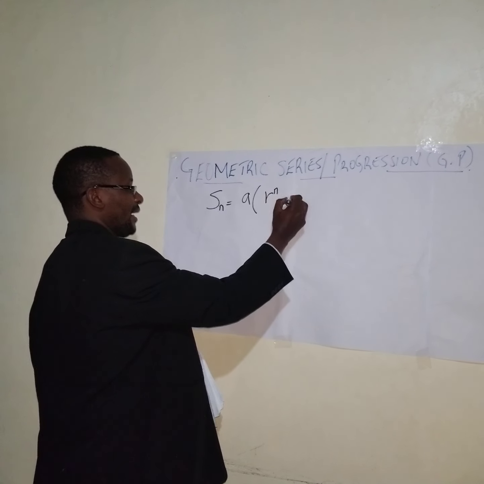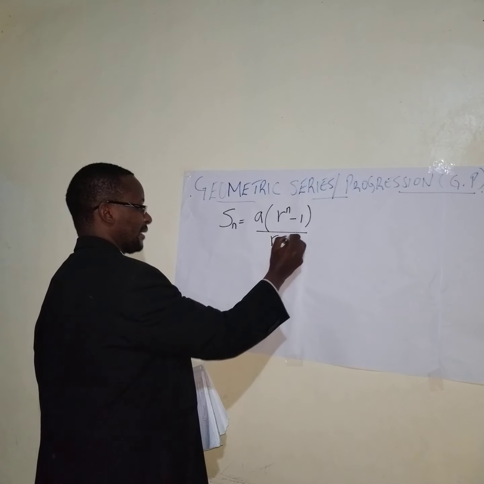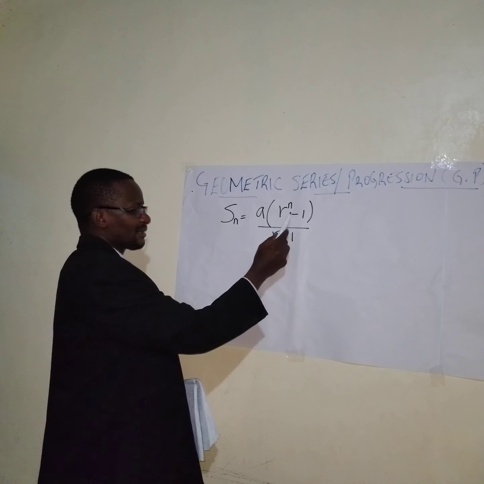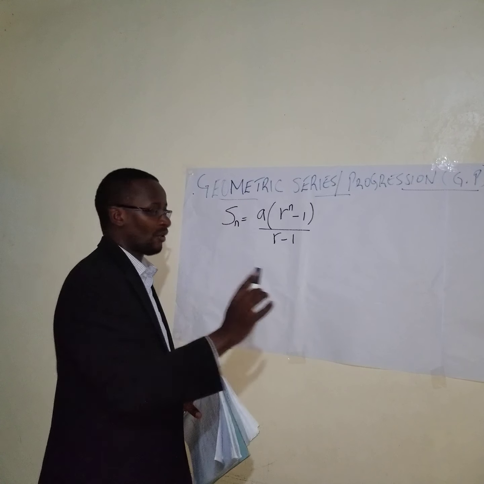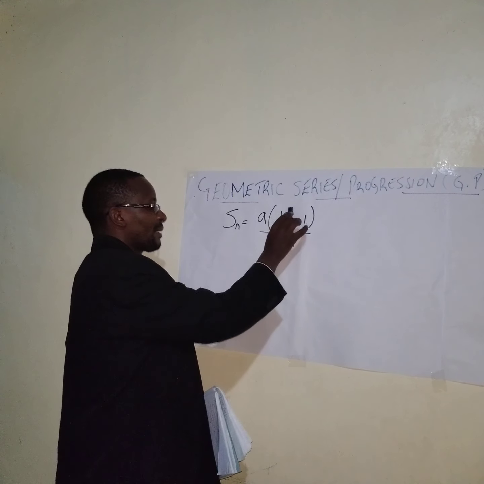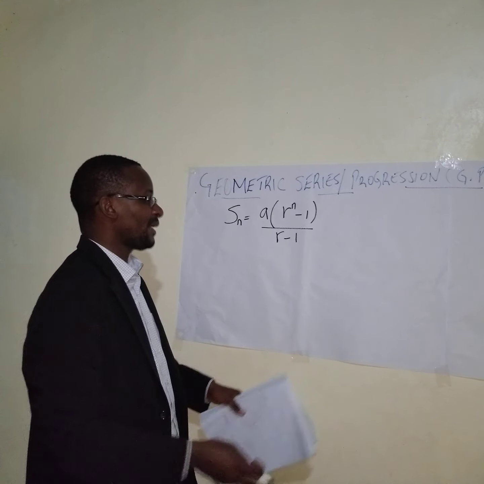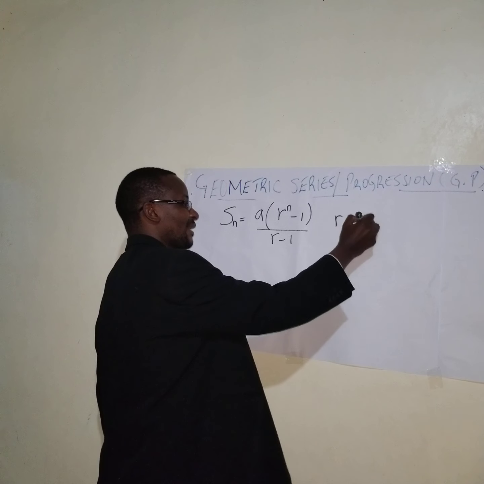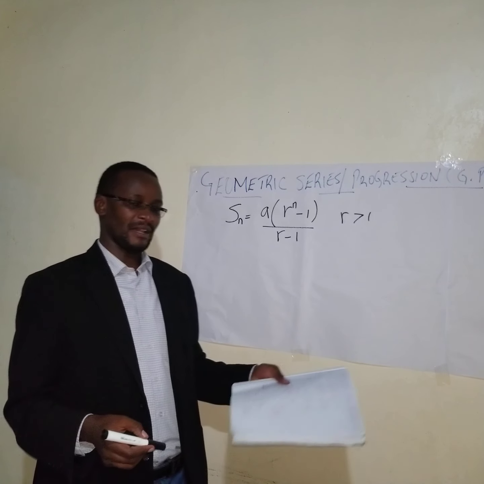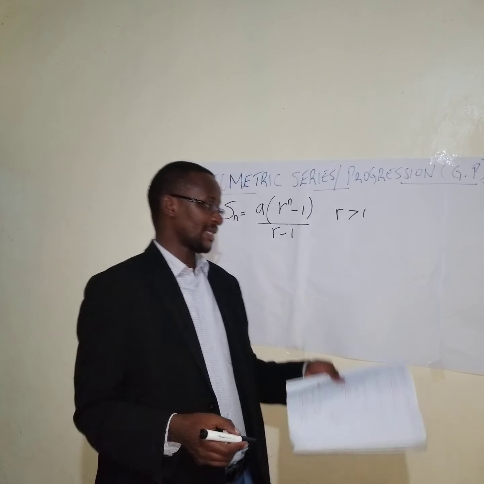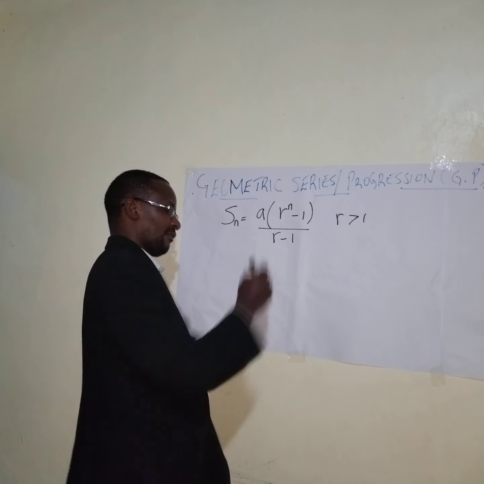(r raised to power n, then you subtract 1), then divided by r minus 1. Remember, this minus 1 is not in the power. So r is just power n. When you do r to the power n, the answer you get from the calculator, then you subtract 1. This formula is used when r is greater than 1. Remember, we had said r does not have to be a whole number. It can be a fraction, sometimes a fraction which is less than 1. So when r is greater than 1, then this is the formula to use.